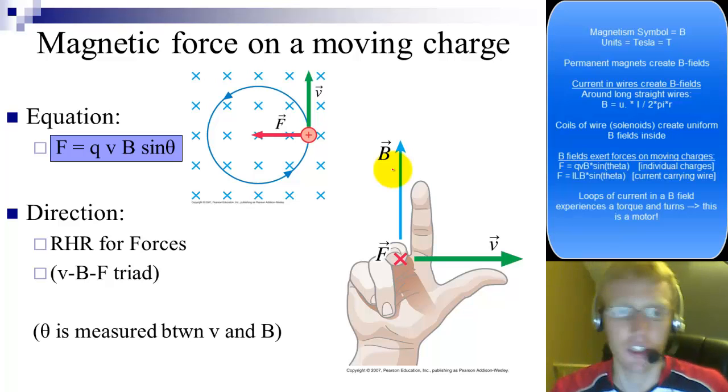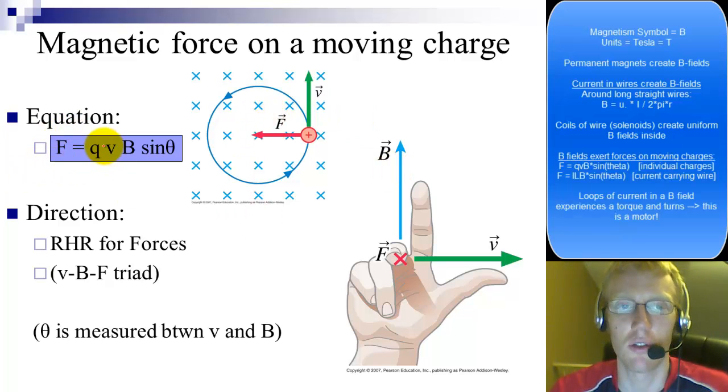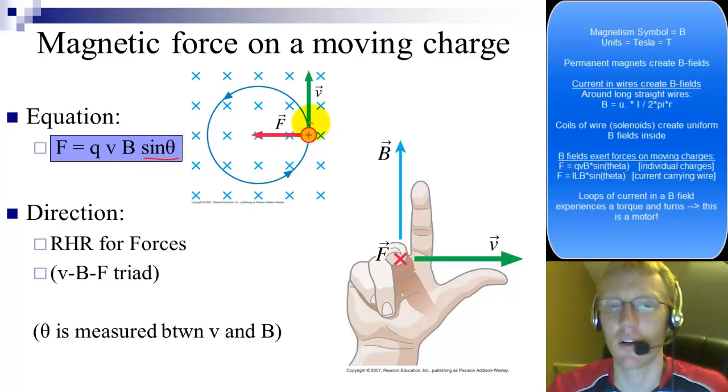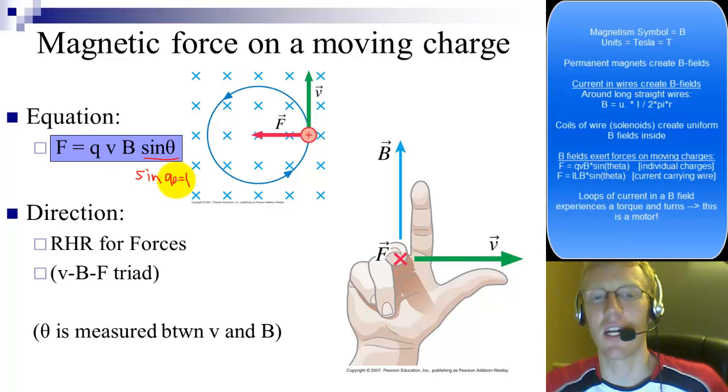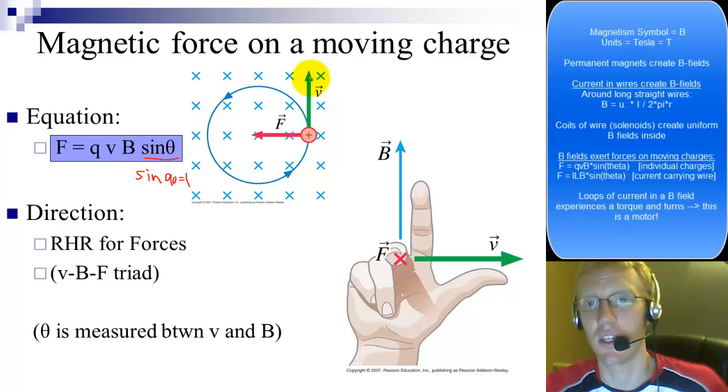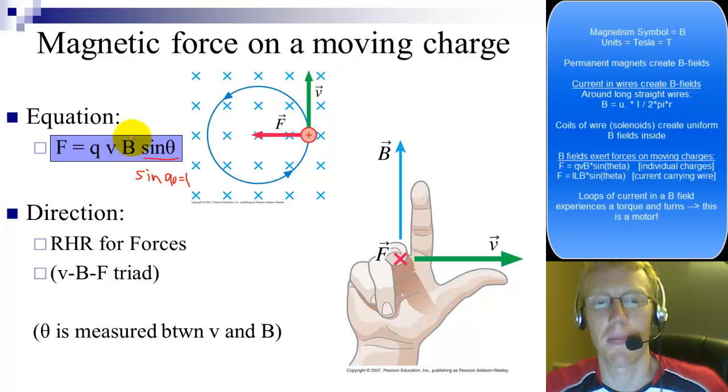So the strength of the force is proportional to the charge, the speed, the magnetic field, and the sine of the angle. So sine of the angle, sine of 90 degrees equals 1. So the force is maximized when you're having a 90-degree angle between the magnetic field, which in this case is going into the page, and the velocity. So it's the velocity and the magnetic field, the angle between these, that you're measuring for theta.